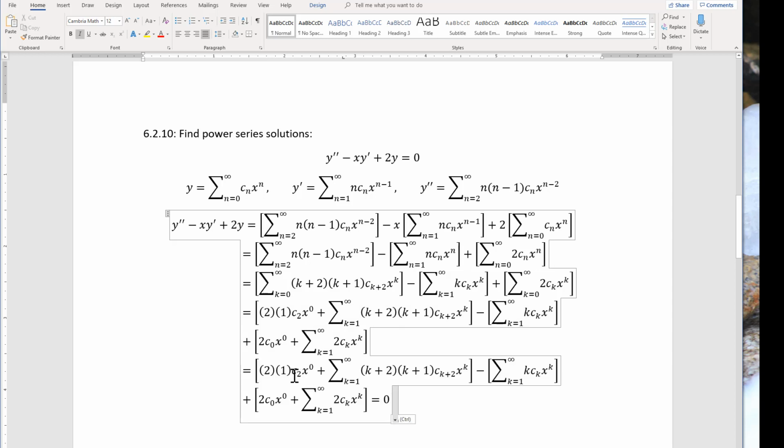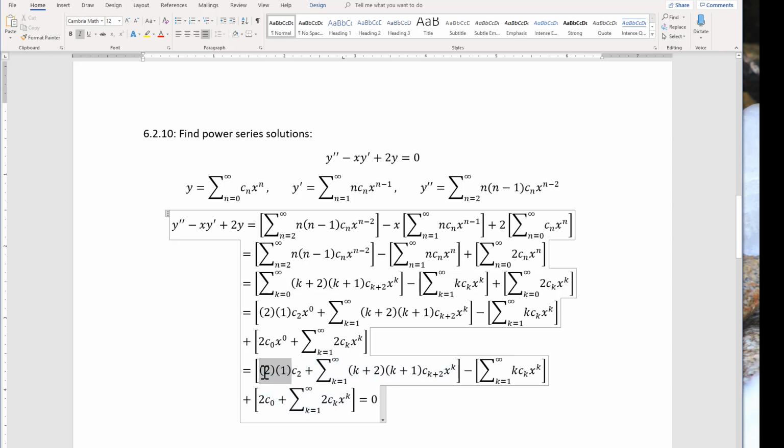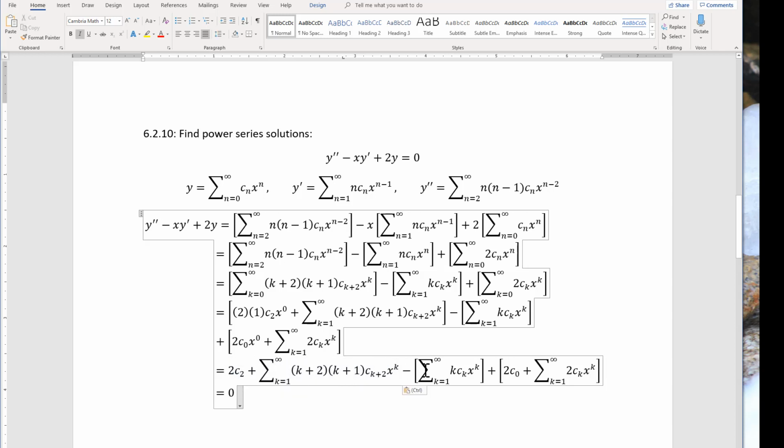We'll do that in the next line over here, where x to the 0 is equal to 1. And so I'm also going to simplify 2 times 1 is 2. And then I'm also going to take them out of the brackets. So let's take them out of the brackets so we can start combining them.